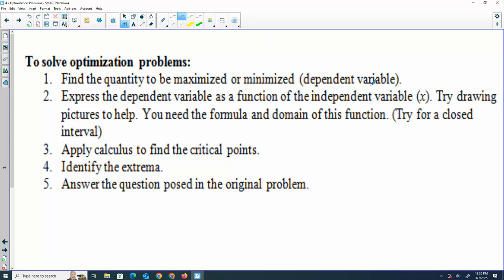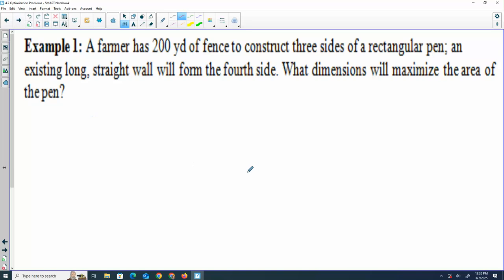So I think, did I put some extra blank slides for you? Yes. Okay. So here is our first one. And this was actually probably a problem we did in college algebra, but now we're going to do it with calculus. Well, good. It'll be fun learning again. A farmer has 200 yards of fence to construct 3 sides of a rectangular pen. An existing long straight wall will form the 4th side. What dimensions will maximize the area?